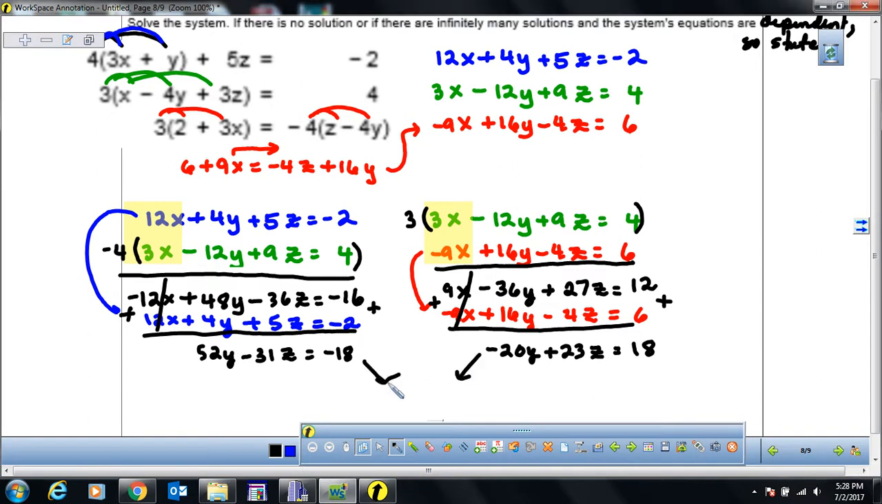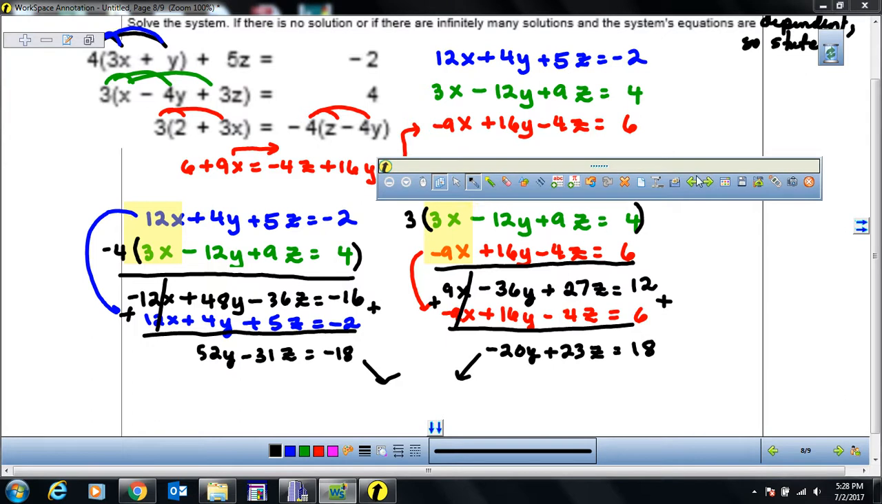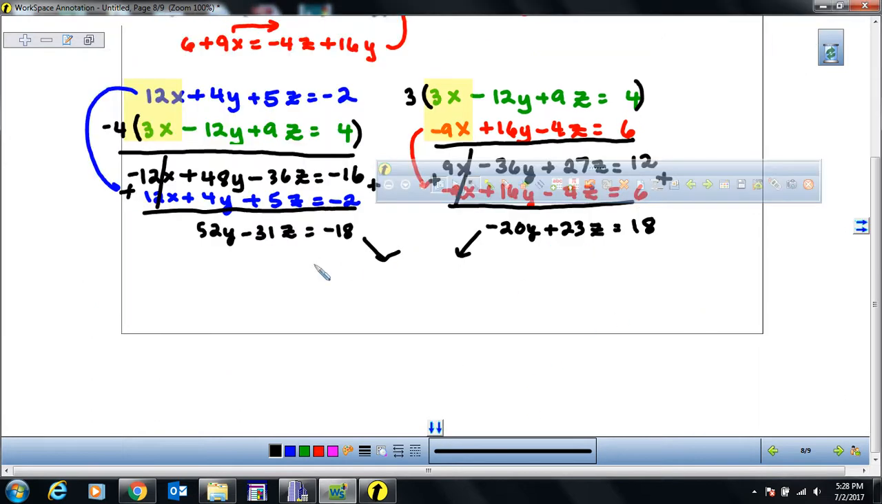Now we're going to put them both together, and we're going to eliminate another variable from those two equations. So it's 52y minus 31z equals negative 18. We're going to combine it with negative 20y plus 23z equals 18.